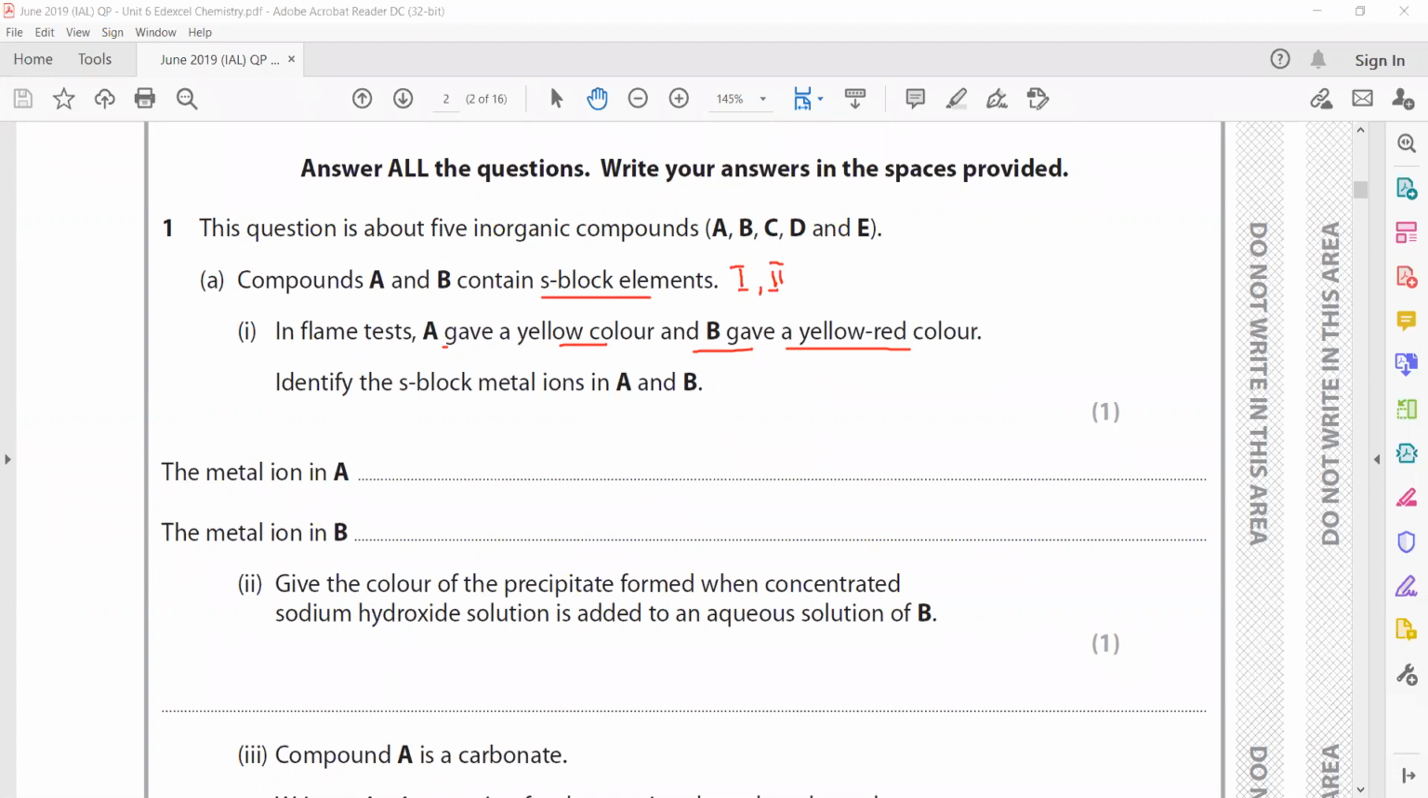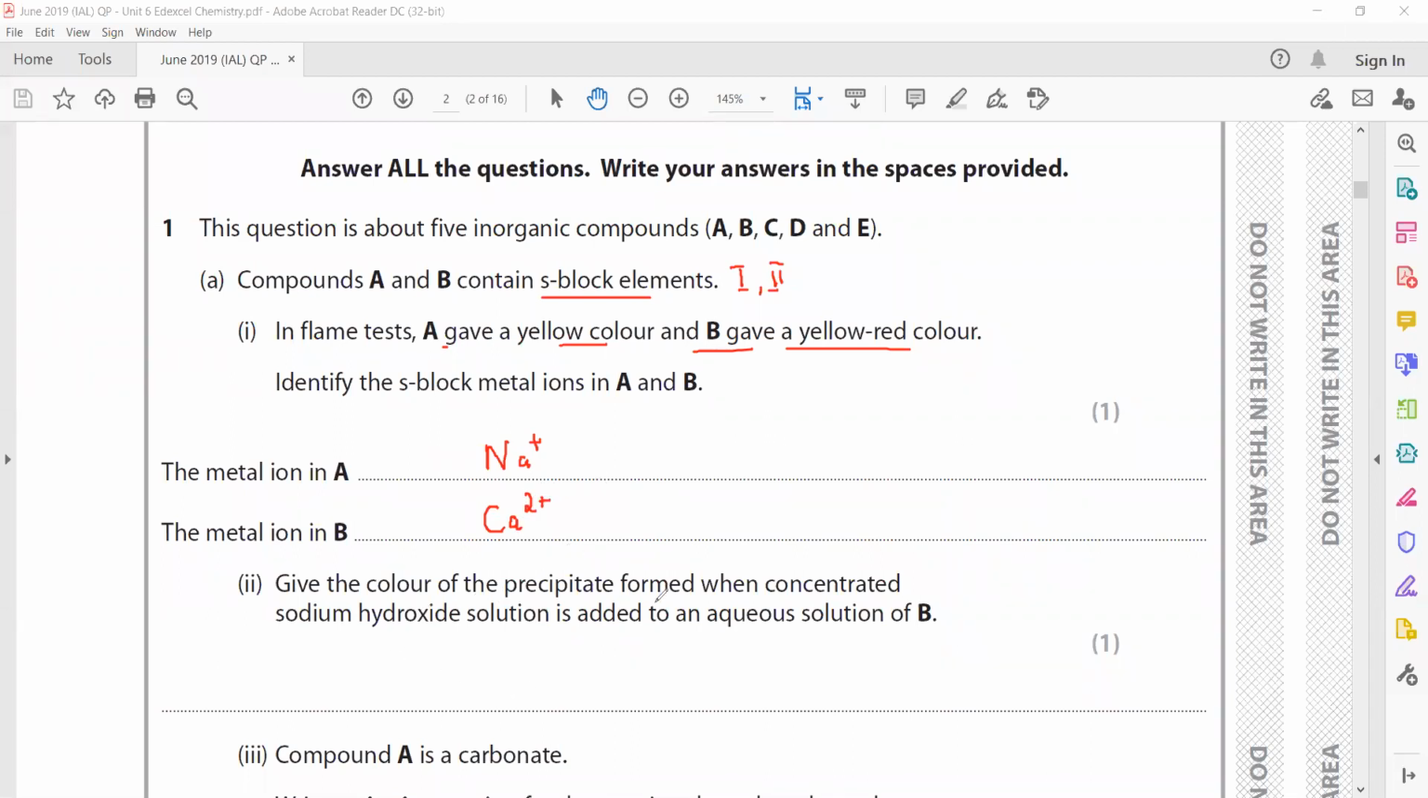So what could be the metal ion in A, as it is giving a yellow color? The yellow color is due to sodium. If it was potassium, then it would be lilac. So the metal ion in A is the sodium ion, and the brick red color is due to the calcium ion.